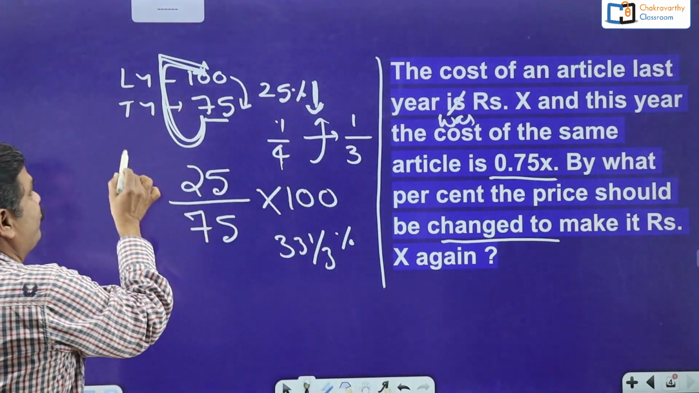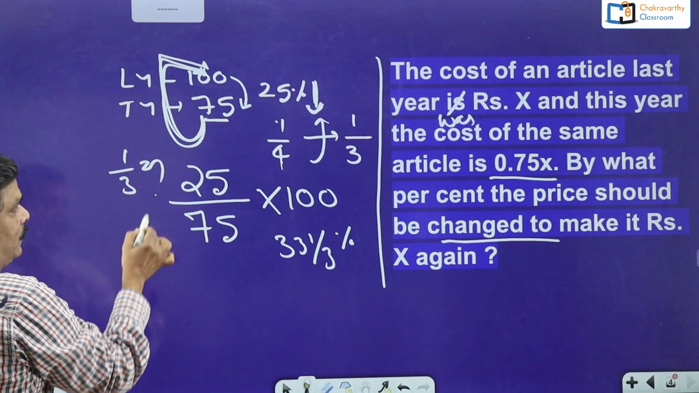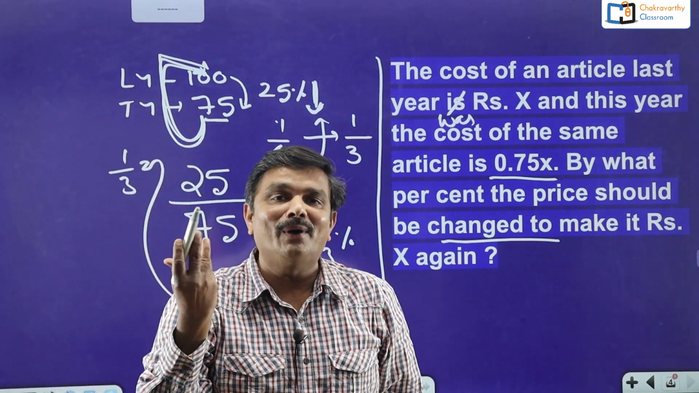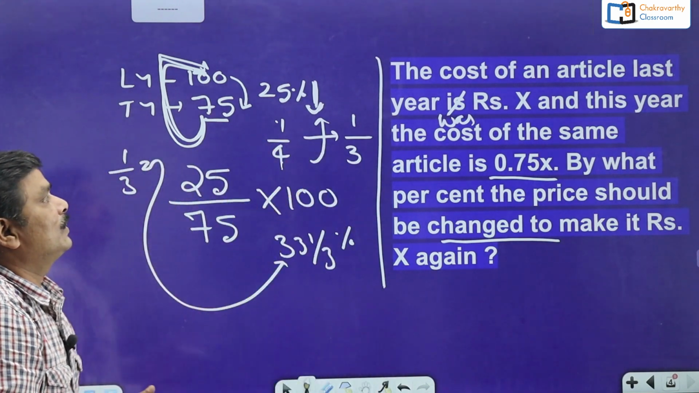How much it should be increased means 1 by 3. 1 by 3 in terms of percentage is 33 1 by 3. Actually, no need to write anything on the paper. We have discussed many questions in this way.